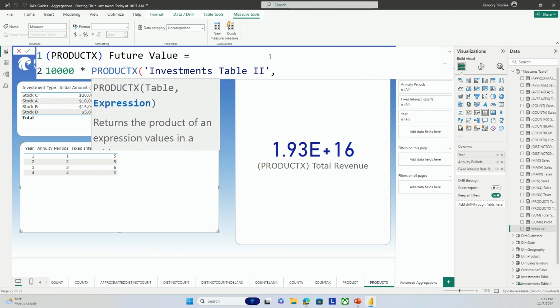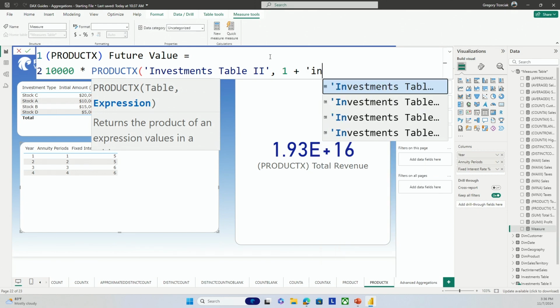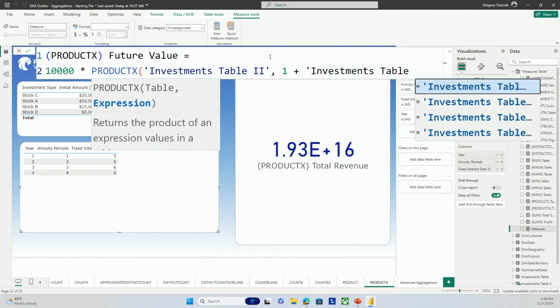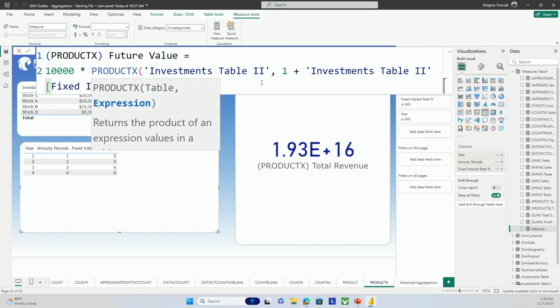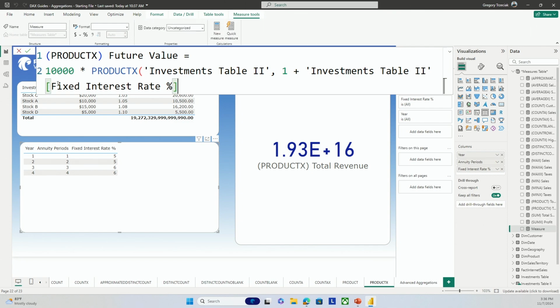That is my table. And I'm going to look at 1 plus my investments table 2 fixed interest rate. So $10,000 looked at with 1 plus the fixed interest rate. Then we're going to divide that by 100. Let's give it a shot. So hopefully we can see what might be the future value of my investments.